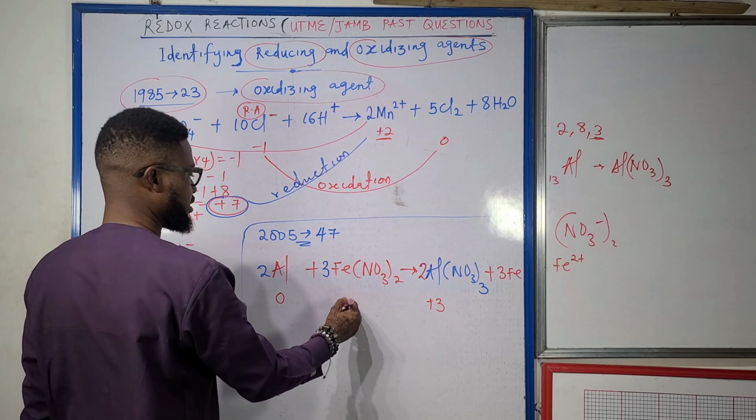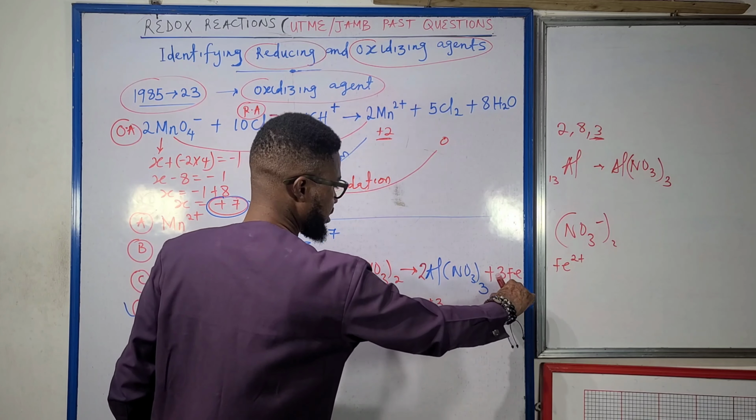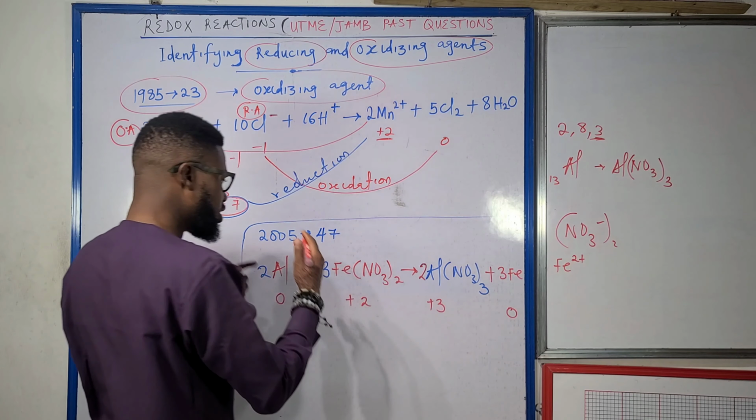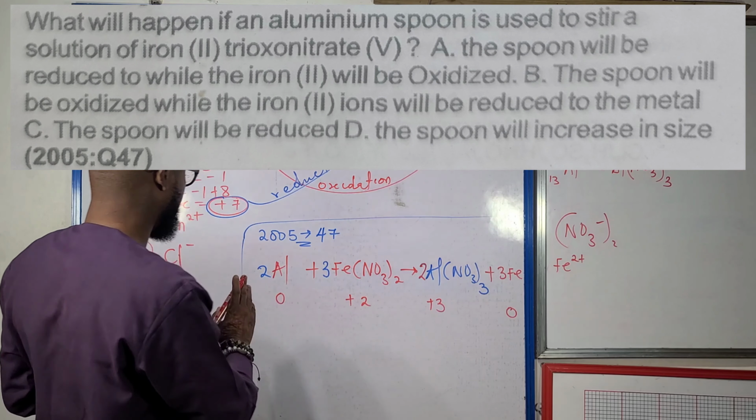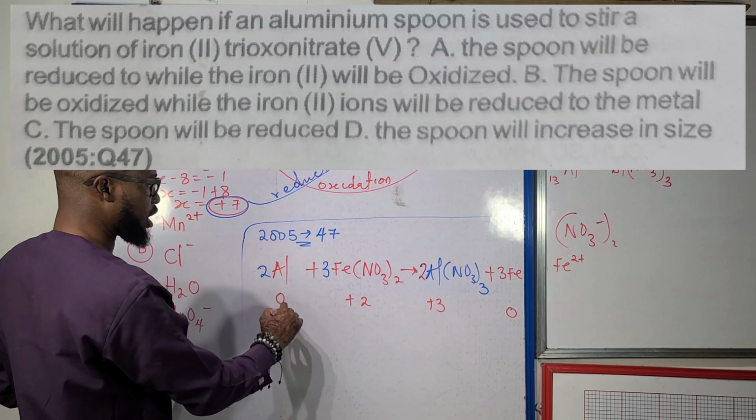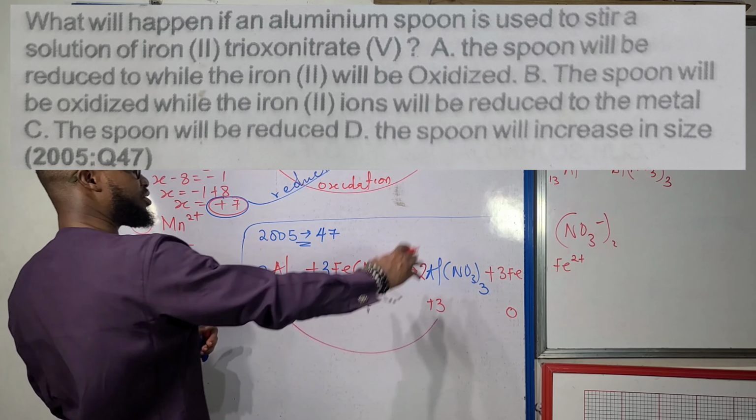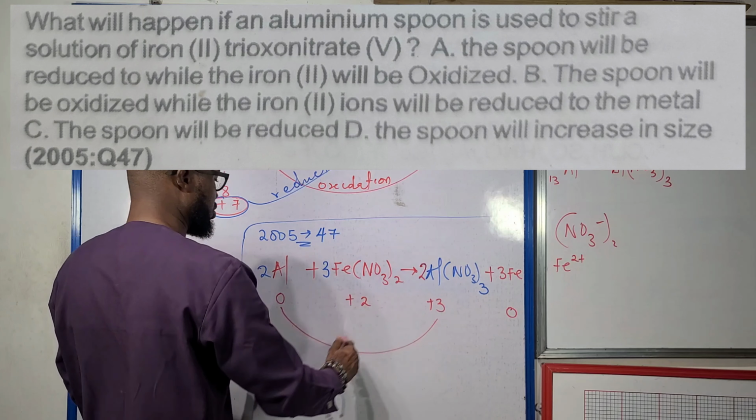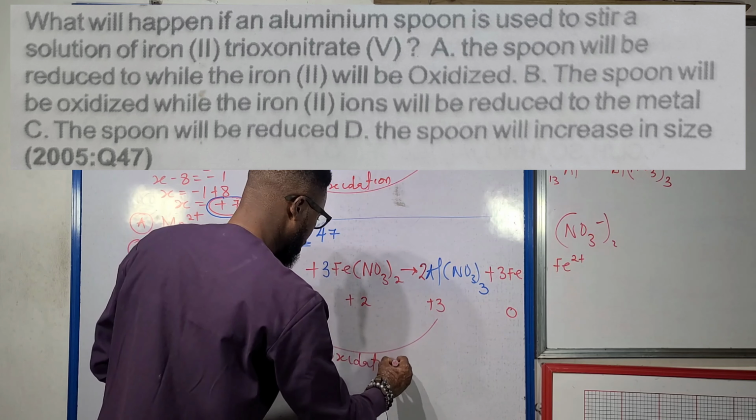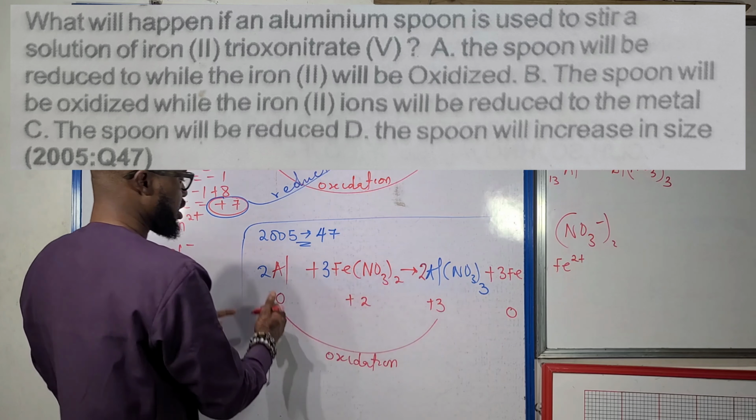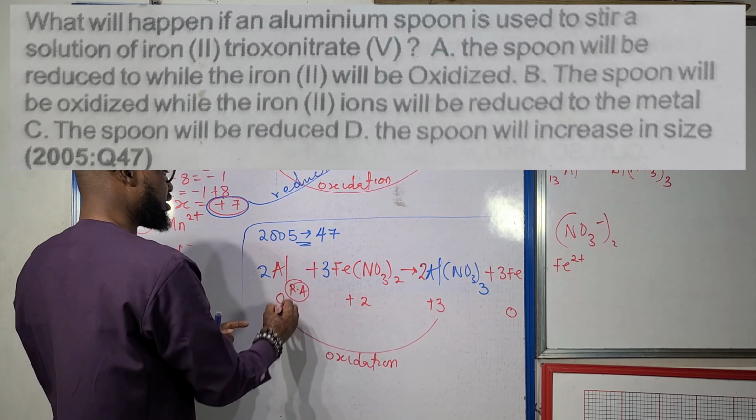Iron here is plus 2. Iron here is in the uncombined state, 0. So when you look at this in the question, what we are going to be looking at is from 0 to plus 3. 0 to plus 3, that is an increase in oxidation number. An increase in oxidation number, that is oxidation. So in other words, we say aluminum is oxidized. So this here is going to be my reducing agent.